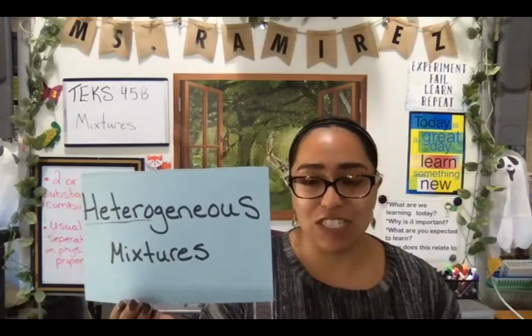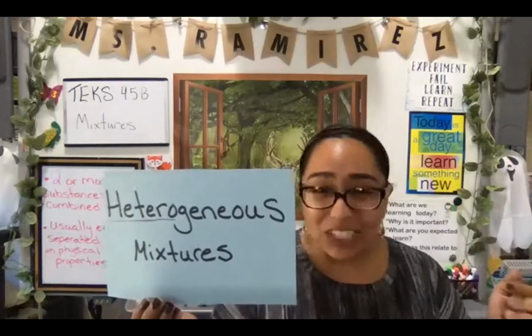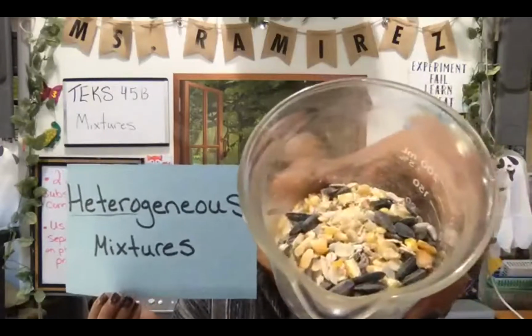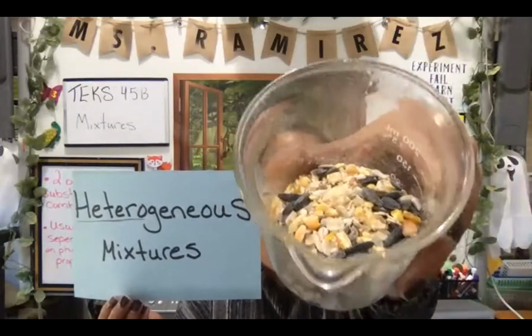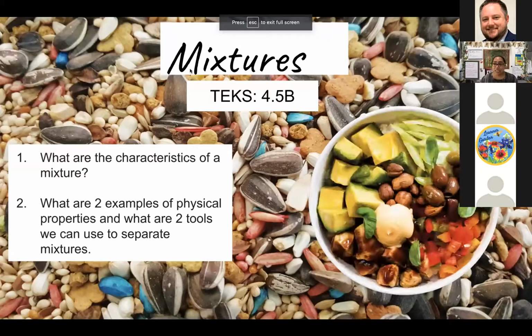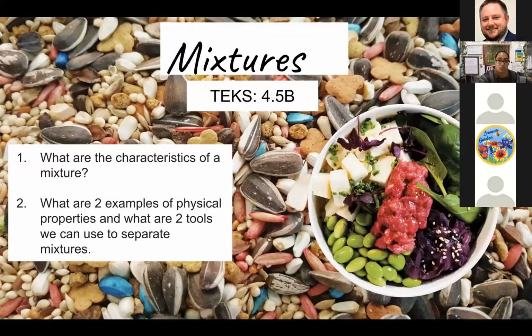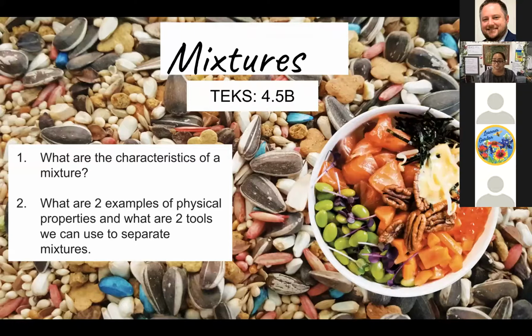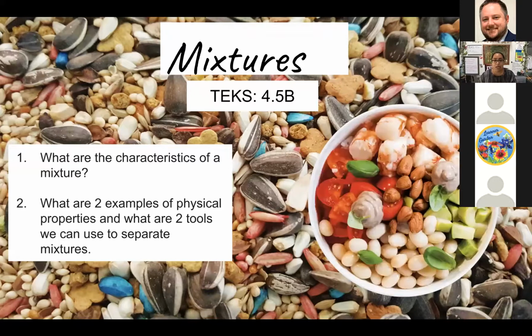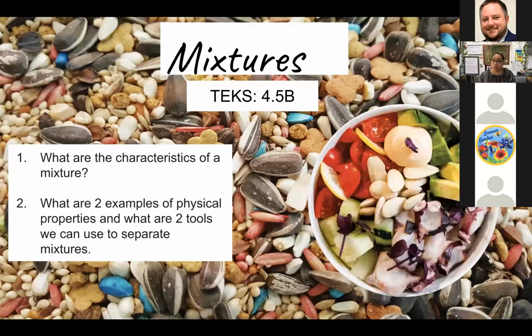Today we're mostly going to be focusing on heterogeneous mixtures, and that just means that with these mixtures, you can clearly make out those individual parts of the mixture. I'm going to go ahead and share my screen with you guys, and we'll start a quick presentation. I have a couple of questions that I want y'all to keep in mind. Hopefully by the end of this presentation, you'll be able to answer these questions. The first is, what are the characteristics of a mixture? The second is, what are two examples of physical properties? And what are two tools that we can use to separate a mixture?